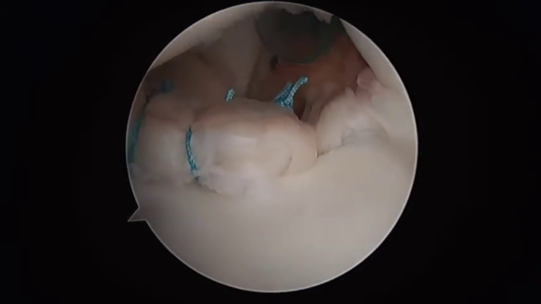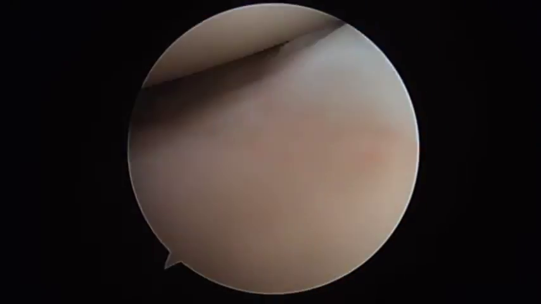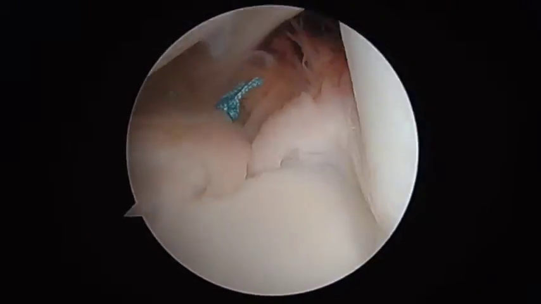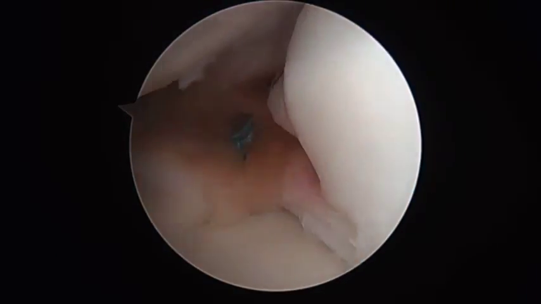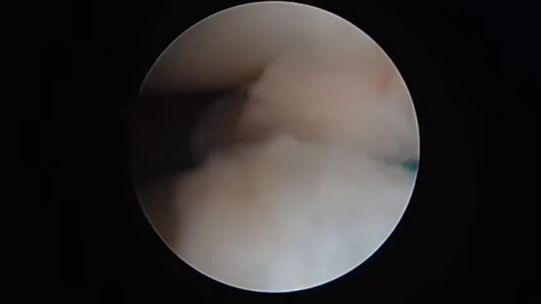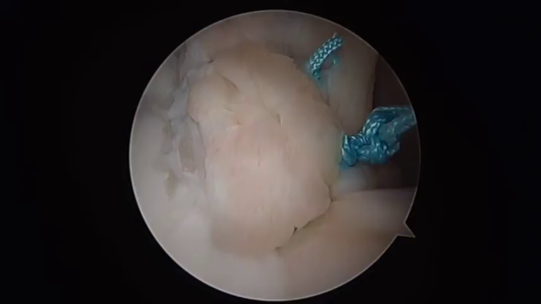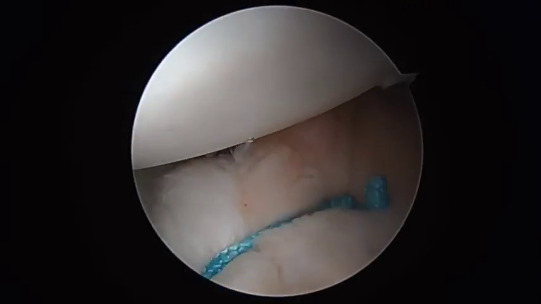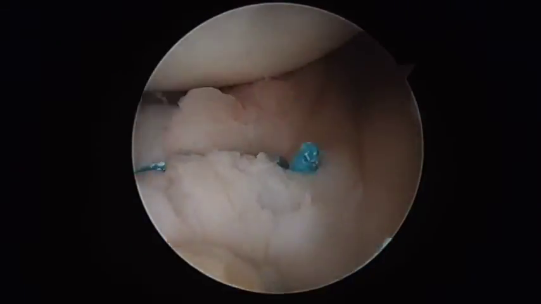Now that the defect is all repaired, we can see that the IGHL and MGHL were also retensioned. Therefore, the capsular tear was also addressed while the labrum was repaired. Postoperatively, the patient was placed into an ultrasling with instructions to avoid combined external rotation and abduction.